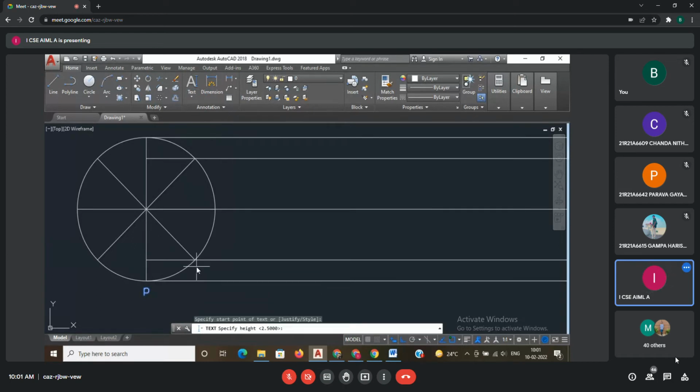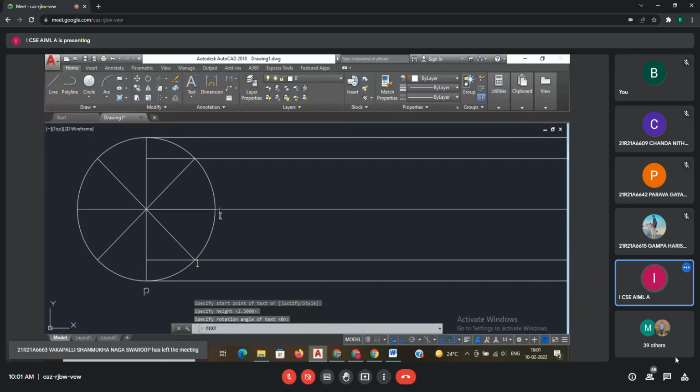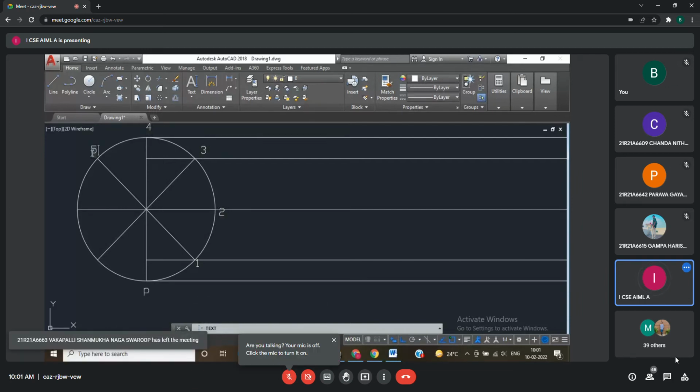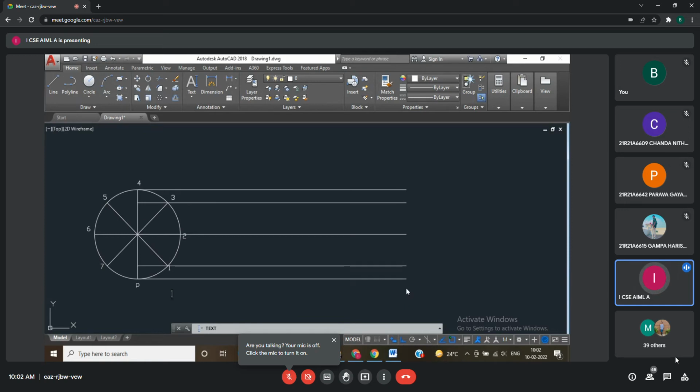Here is one. Here is two, three, four, five, six, seven. That's it. Next, this will be P and Q point. Here it is C, center. Suppose this one we can say D. Okay. Capital letters you can use or small letters you can use, no problem.